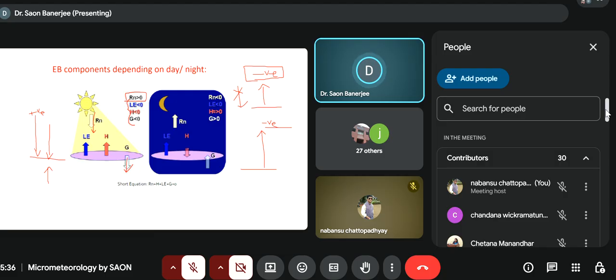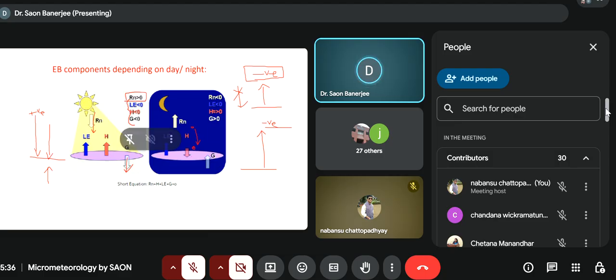But the H, sensible heat flux, is actually coming towards the soil surface. That means the temperature is higher above and the soil surface temperature is less, so the temperature gradient will be towards the soil surface. And at night time, due to radiation cooling, what will be the temperature of the soil surface compared to a deeper profile?